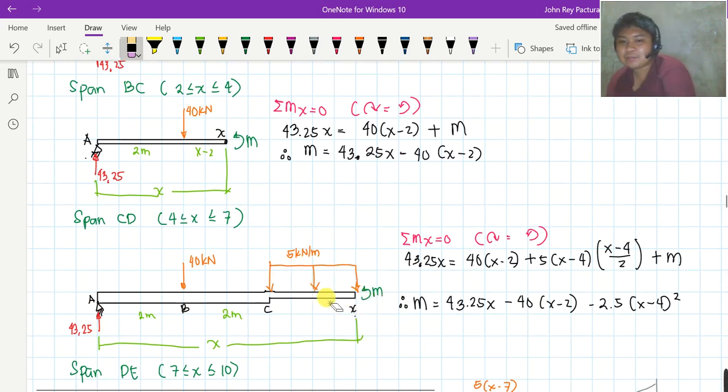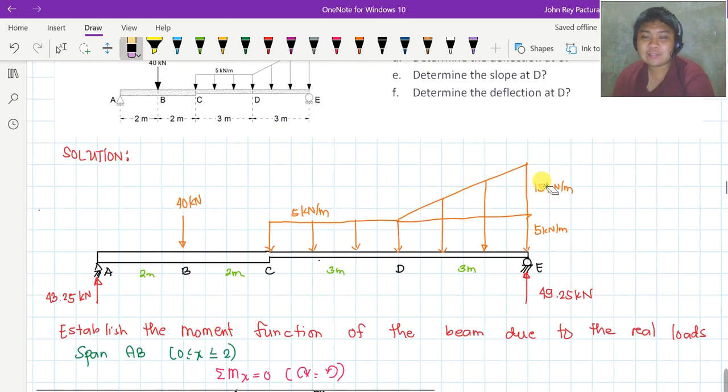Pero alam niyo naman, pag distributed load, ganito siya: 5 times x minus 4, tapos yung center of gravity niya ay x minus 4 over 2. Basta ang magiging summary niya for the moment function is 43.25x minus 40(x minus 2) minus 2.5(x minus 4) squared. Lastly, for the span DE, ito yung meron tayong triangle, so ratio and proportion ito.